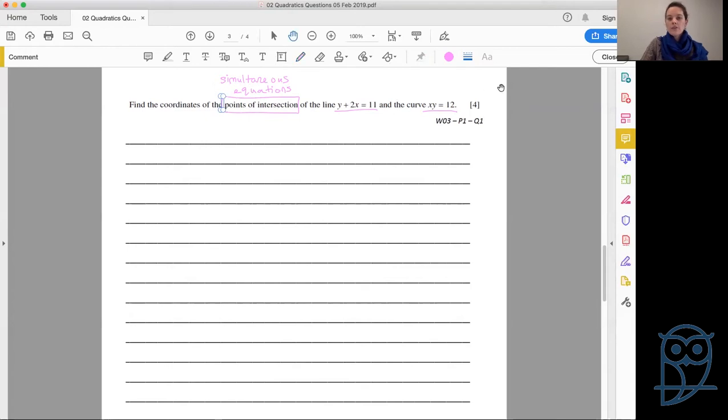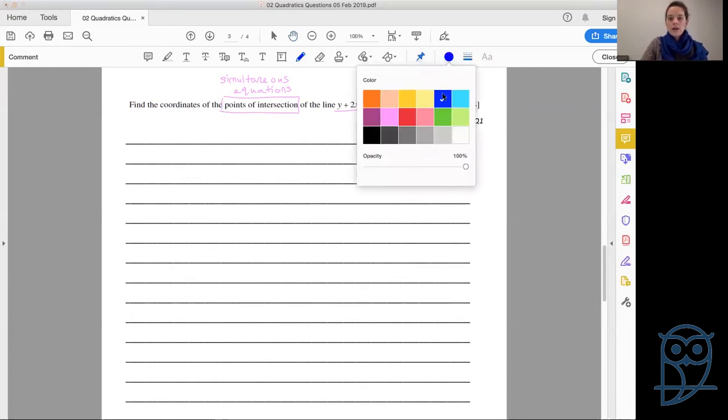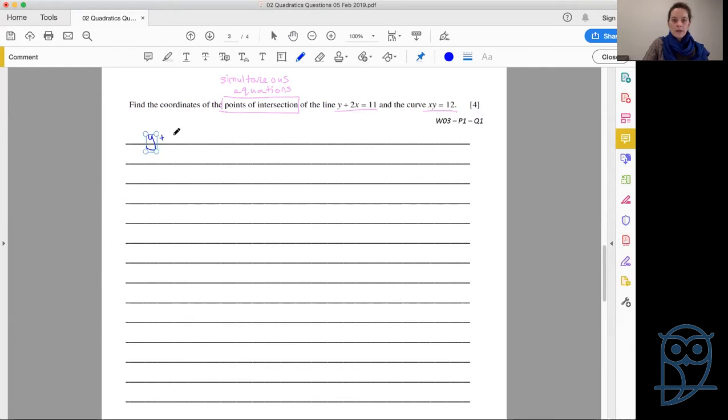Remember, we must always think first. So let's get them out there. Our line is y plus 2x equals 11, and our curve is xy equals 12. Now, the thing about simultaneous equations is that we always want to keep it as simple as possible. So if we were to make x the subject, we'd be dealing with all sorts of fractions. Whereas this y here is sitting on his own. So if we make him the subject on his own, we can just substitute into the next one. So this becomes y equals 11 minus 2x.